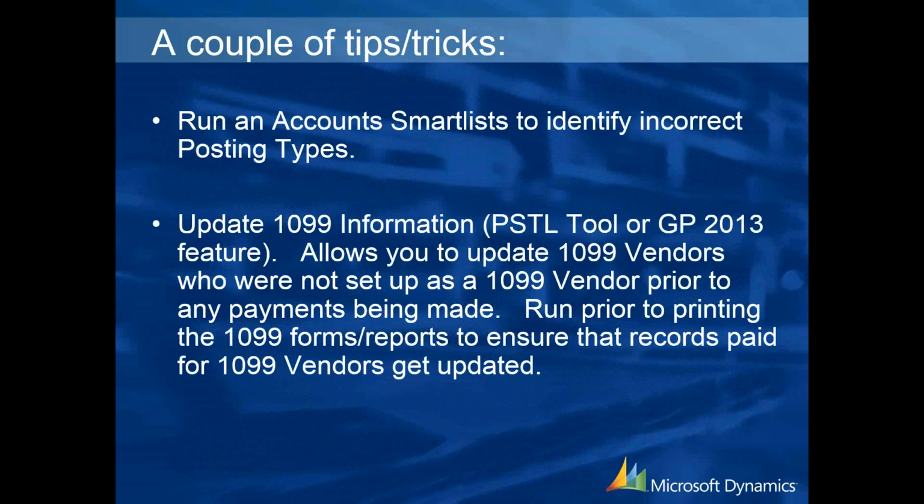So a couple of tips and tricks is to run an account smart list to identify incorrect posting types. I'll show you that on the next screen. And then update 1099 information, which is a professional services tools library tool, or GP 2013 feature. It allows you to update your 1099 vendors who were not set up as a 1099 vendor prior to any payments being made in the current year. You can run this prior to printing the 1099 forms and reports based on a calendar year to ensure that the records paid for 1099 vendors gets updated accordingly.